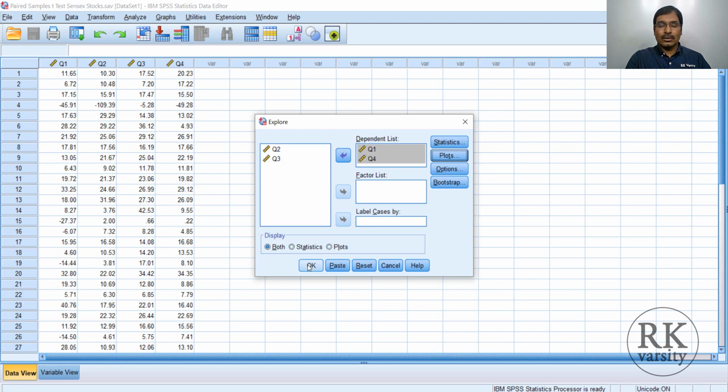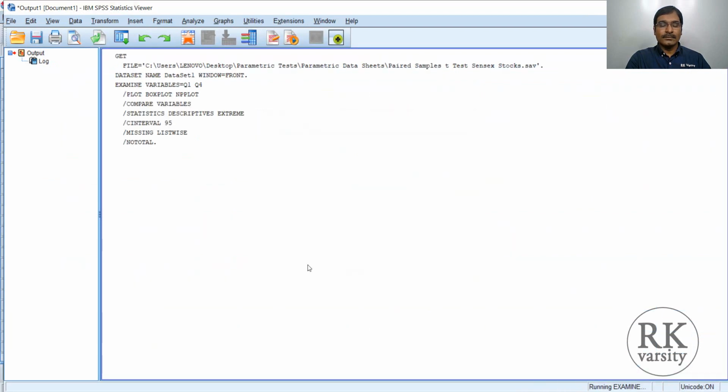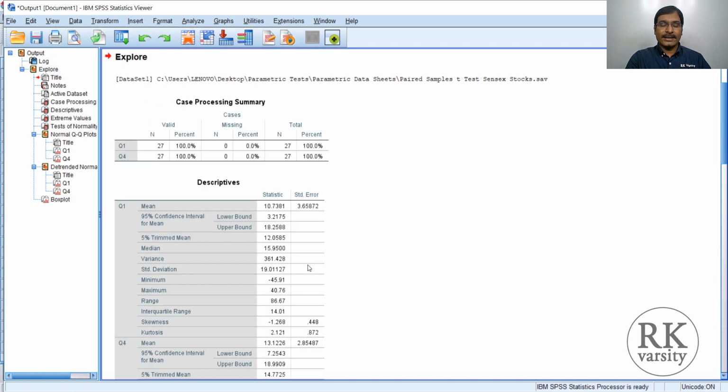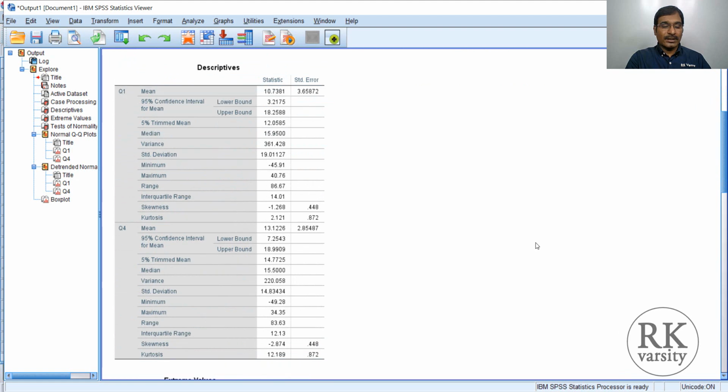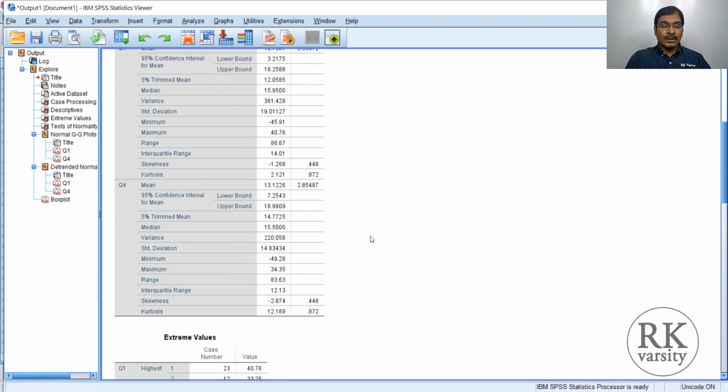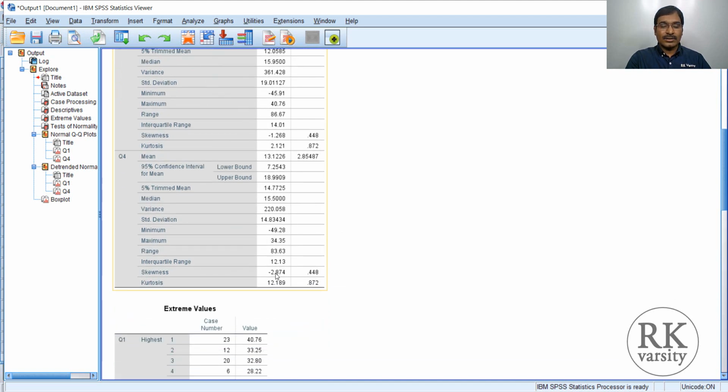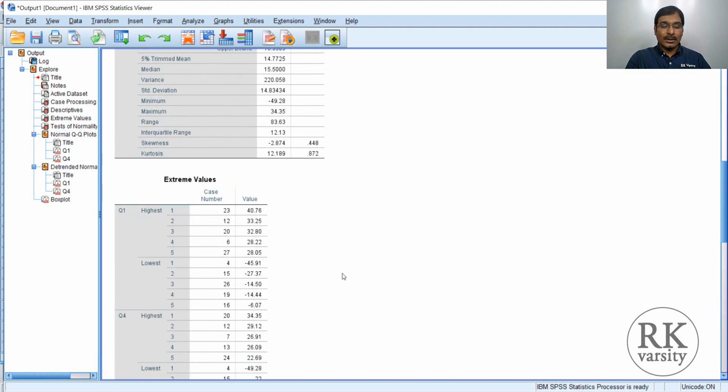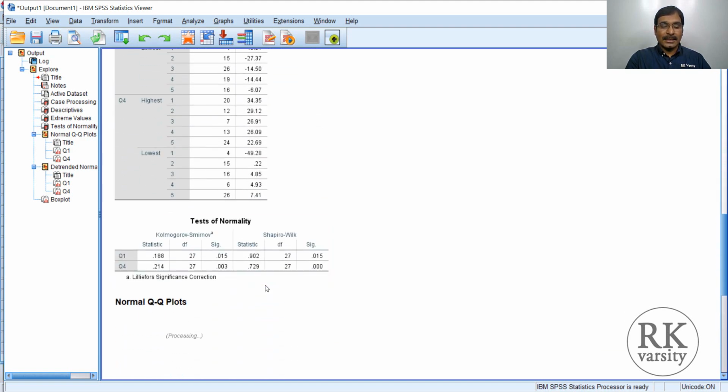click the OK button. So here the purpose of exploring is to know whether the data is normally distributed or not, and next whether there are any outliers, because these are the two important assumptions of a paired sample t-test. So here we look at the skewness and kurtosis values. For one variable, skewness is -1 and kurtosis is 2. Similarly, for the other, skewness is -2 and kurtosis is 12. Then you have the extreme values and tests of normality.